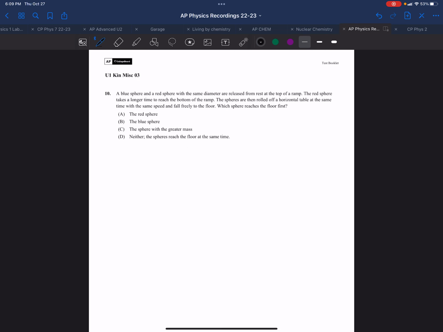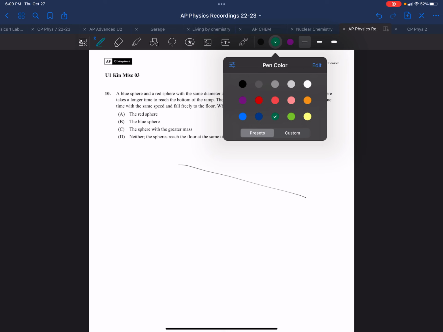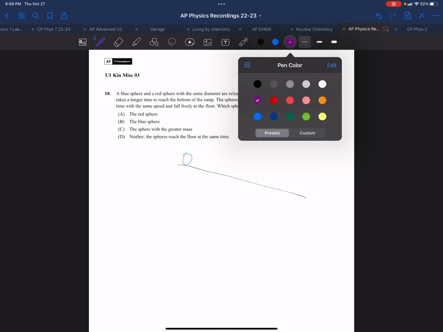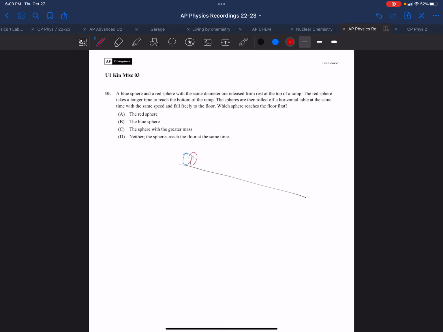And 10. So we have a blue sphere and a red sphere, same diameter, released from rest at the top of a ramp, so v0 equals 0. The red sphere takes a longer time to reach the bottom of the ramp. So when it's all said and done, blue is done and red is still going.